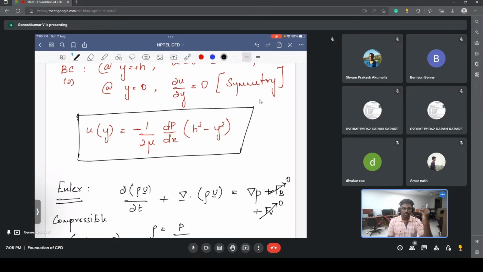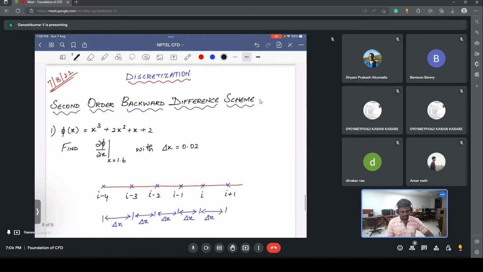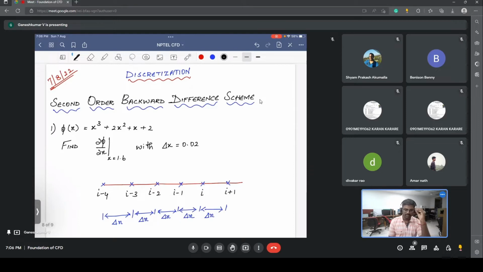That's why we need to use numerical methods, numerical discretization schemes, to convert differential equations into algebraic equations, and then we solve them. That is what CFD actually is. So let's go ahead. The main chunk of week 2 was discretization. This discretization is basically the finite difference method.